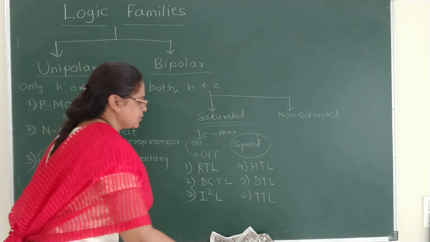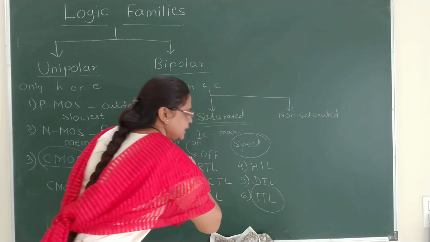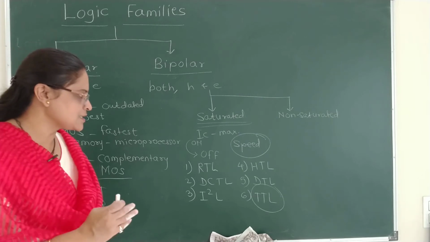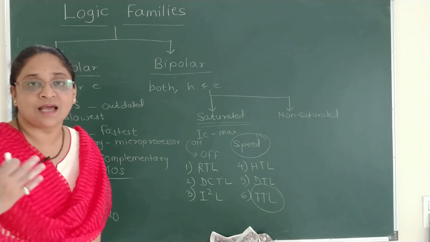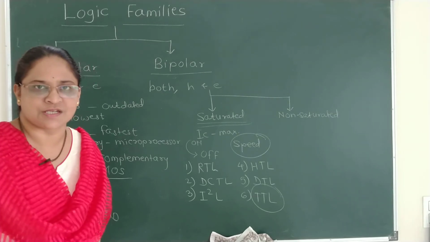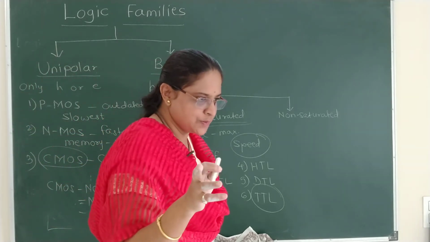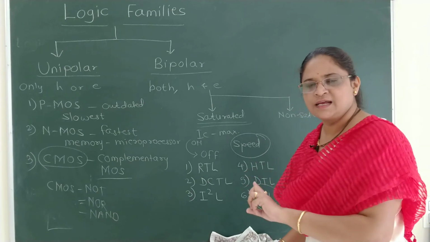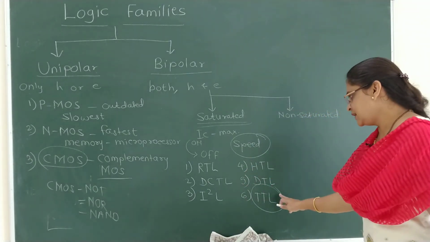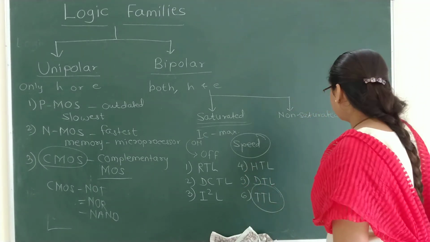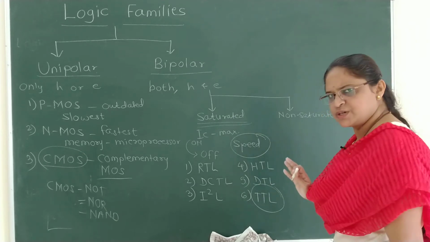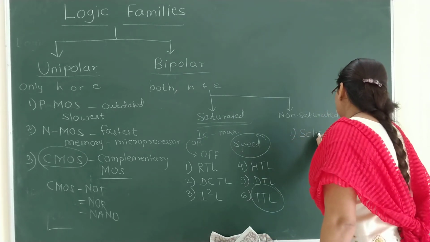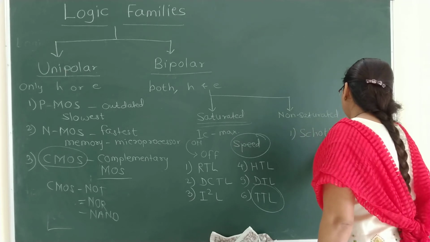So in this particular syllabus, we have to study the details of transistor transistor logic. In TTL, the transistor is allowed to enter saturation. So the transistor is used as a switch either in saturation or as a cutoff acting switch. Now, what are the non-saturated logic families? The first one is the use of Schottky TTL.